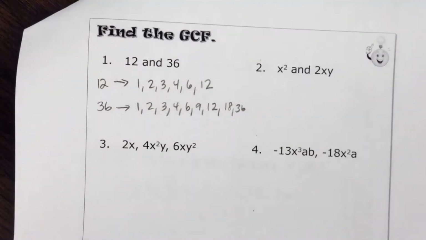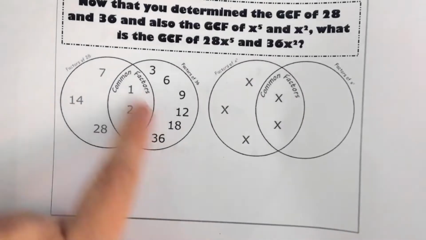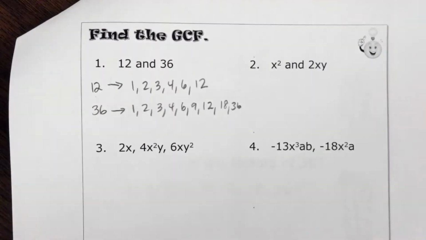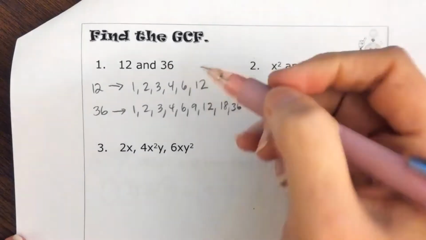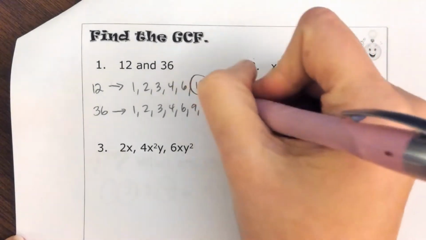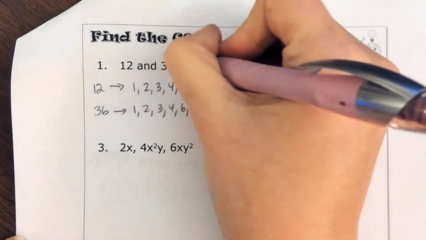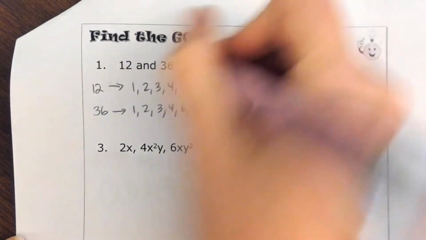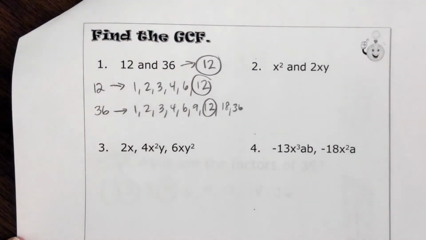And I only know that because honestly, we totally just did 36. It's like right here. Otherwise I don't think I pulled that out of my head. So I'm going to look for the biggest number they have in common, and it's right there, 12. So the GCF is 12. That's the greatest factor they have in common.